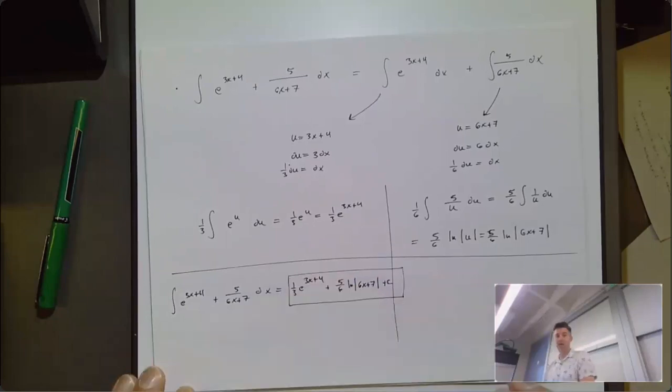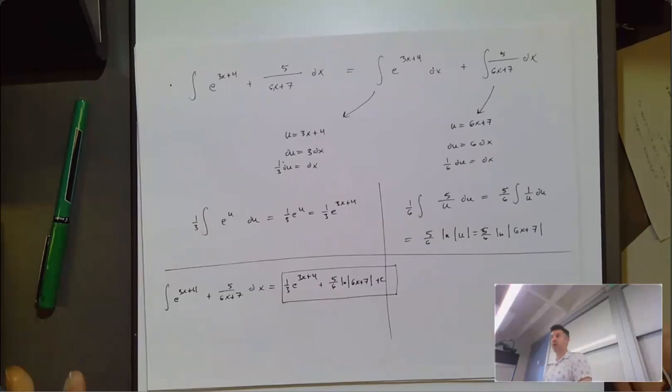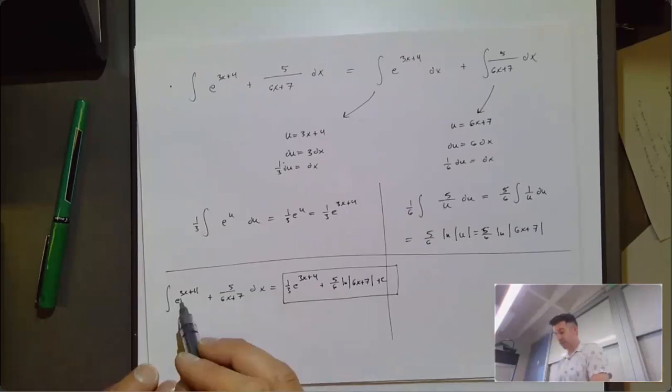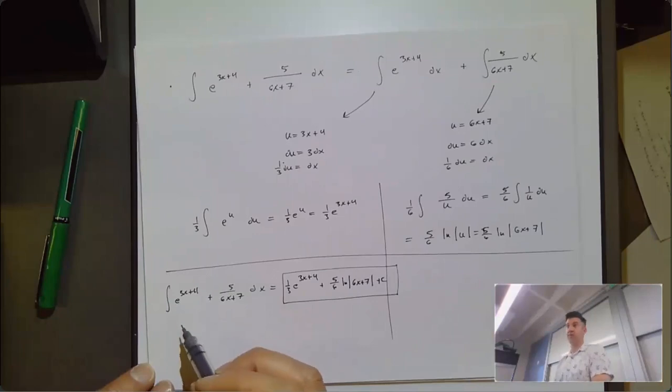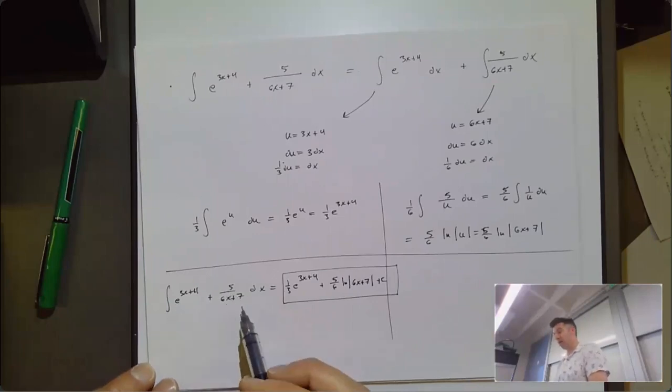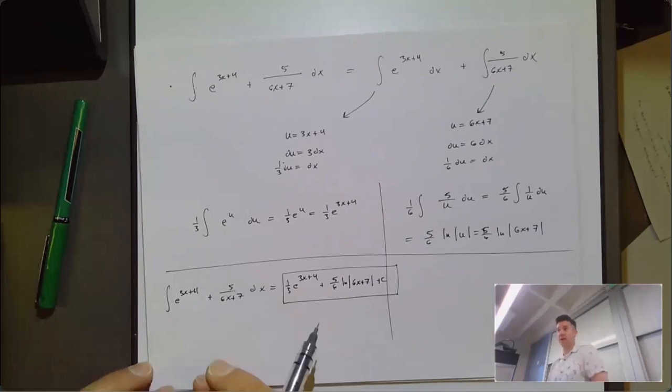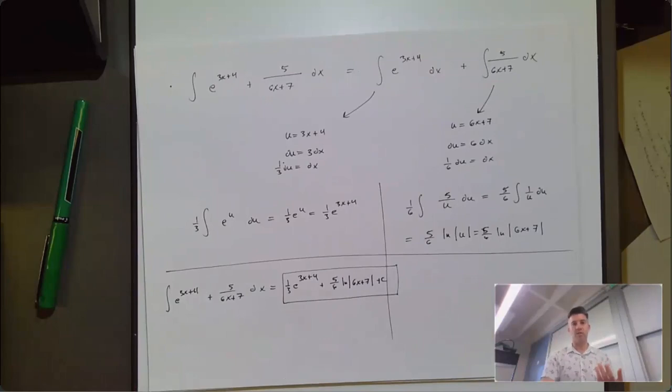I don't think you should have to show your work for this. I think it should be perfectly reasonable to say, oh yeah, I know the integral of e to the 3x plus 4 is e to the 3x plus 4 divided by 3. I know the integral of 5 over 6x plus 7 is 5 natural log of the absolute value of 6x plus 7 divided by 6. But depending on what your instructor is looking for, you might need to show more work than just saying what the answers are.